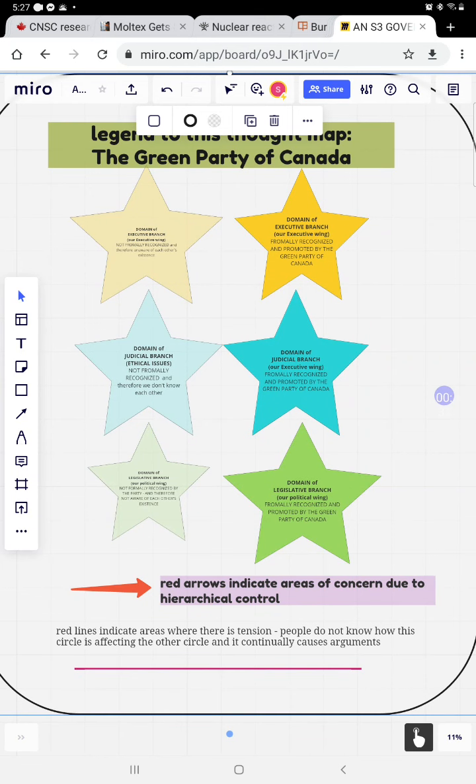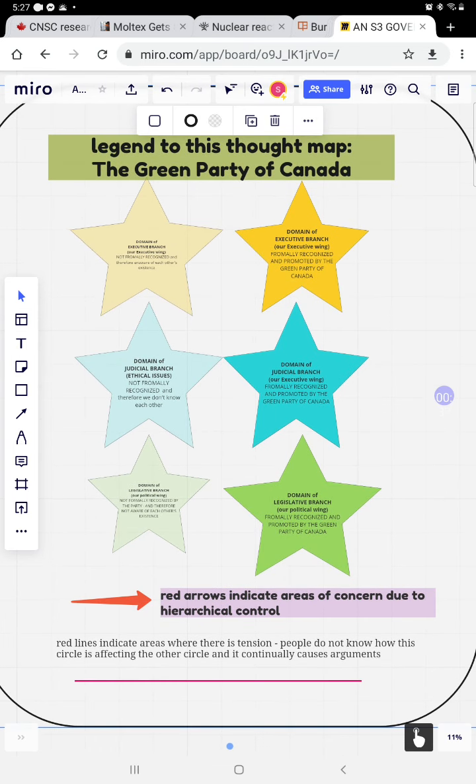Okay, so the Green Party of Canada has not really been great at understanding basic separation of powers, which is a concept that in a functioning democratic institution, you need to have three separate branches and they need to be separate. You can't have individuals crossing those lines between those three different branches. You need to have the executive branch, which is like the day-to-day functioning of the party. You need to have the judicial branch, which handles ethical issues or breaches of ethics, and then the legislative branch, which is like the political wing.